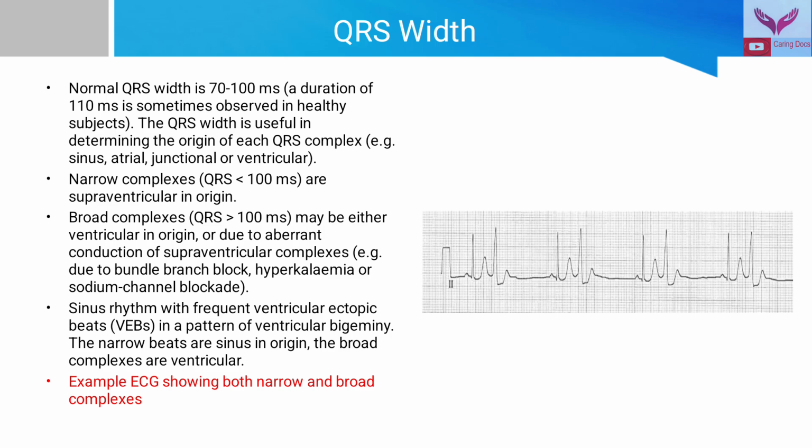Sinus rhythm with frequent ventricular ectopic beats in the pattern of ventricular bigeminy. The narrow complex beats are sinus in origin and the broad complexes are usually ventricular. In this ECG we can see it is showing both narrow and broad QRS complexes.